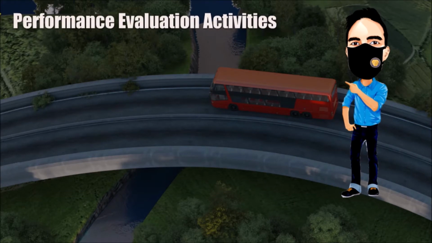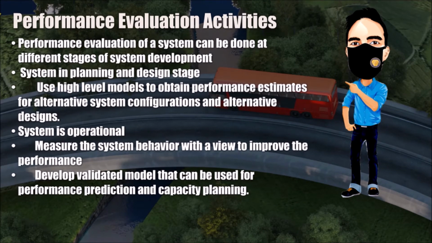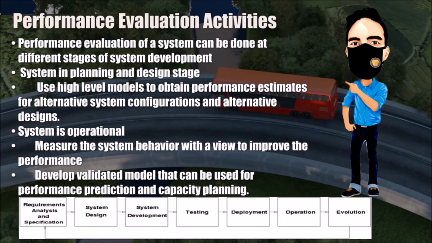Performance evaluation activities. Performance evaluation of a system can be done at different stages of system development. When the system is in the planning and design stage, use high-level models to obtain performance estimates for alternative system configurations and alternative designs. When the system is operational, measure the system behavior with a view to improve the performance. Develop a validated model that can be used for performance prediction and capacity planning.